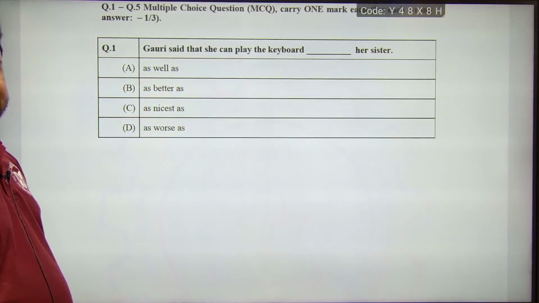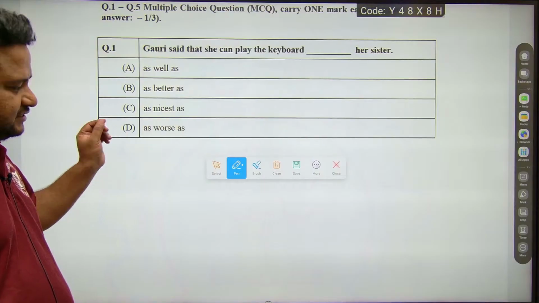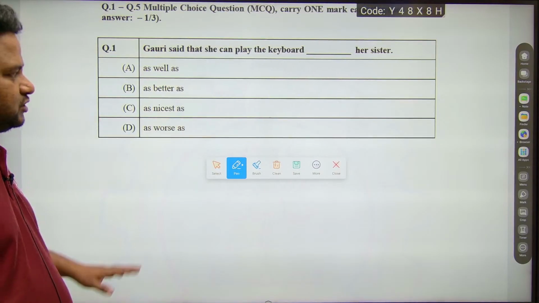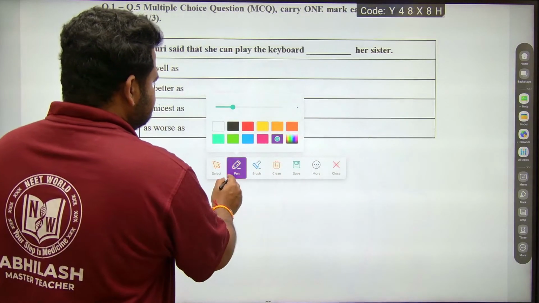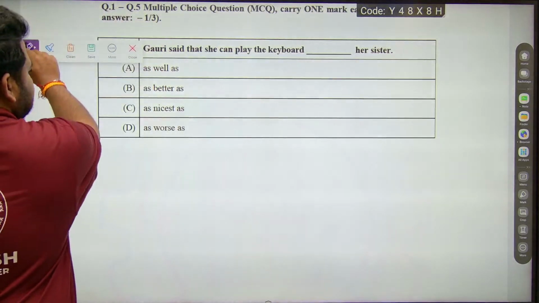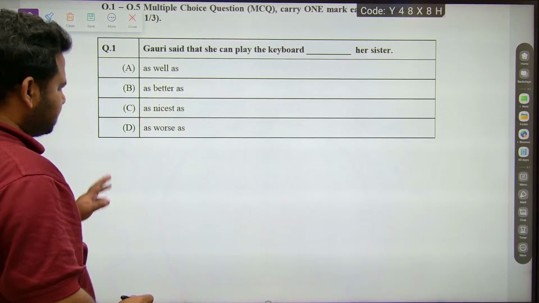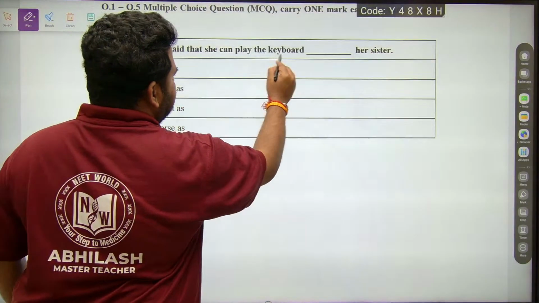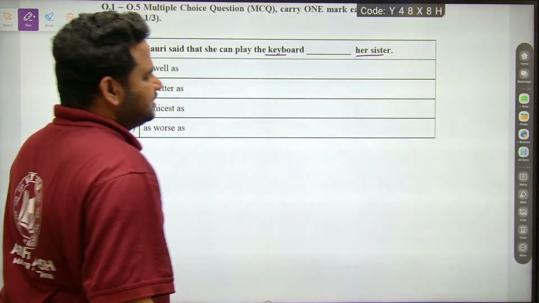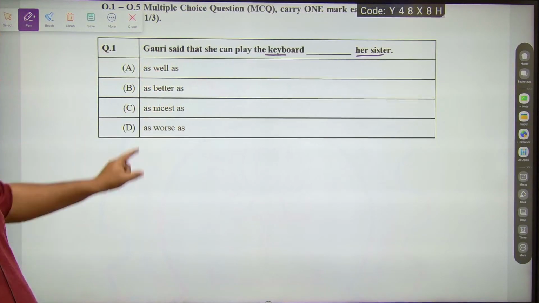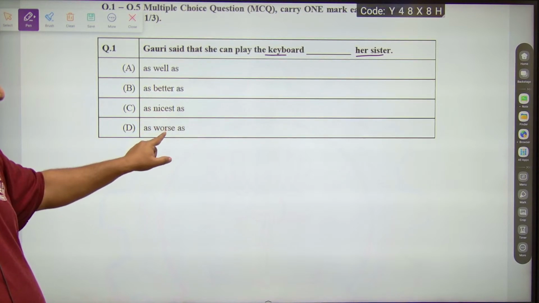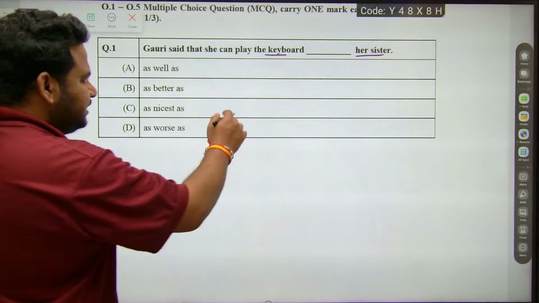So 1 to 5, the questions carry 1 mark each. 6 to 10, they carry 2 marks each. Total 15 marks. So if we talk about this question, see here. Gauri said that she can play the keyboard dash her sister. So that means they are comparing something in this question. The options are as well as, better as, nicest as, versus. Okay, so here it is based on the degrees.